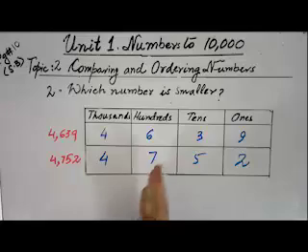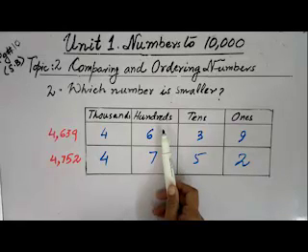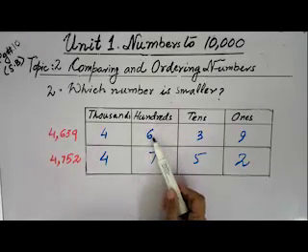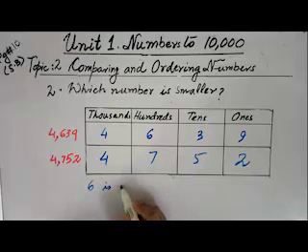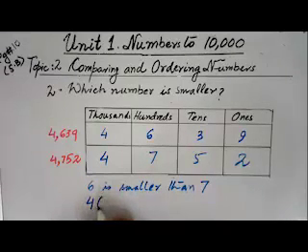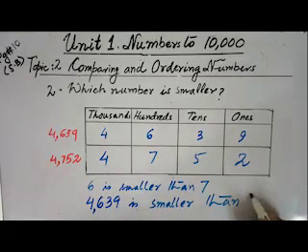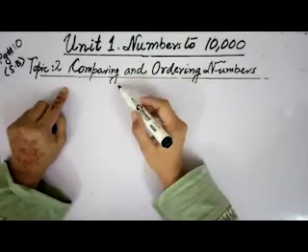Now you will go to the number which follows thousands. Now we will go towards the second highest place value, which is hundreds, and we will see which number is smaller. 6 and 7. 6 is smaller than 7. So I will write here 6 is smaller than 7. So 4,639 is smaller than 4,752. And we will write like that, 4,639 is less than or smaller than 4,752. We have done comparing the numbers, less than and greater than.